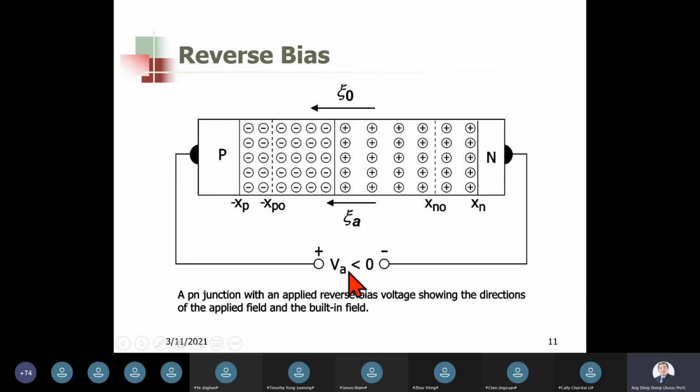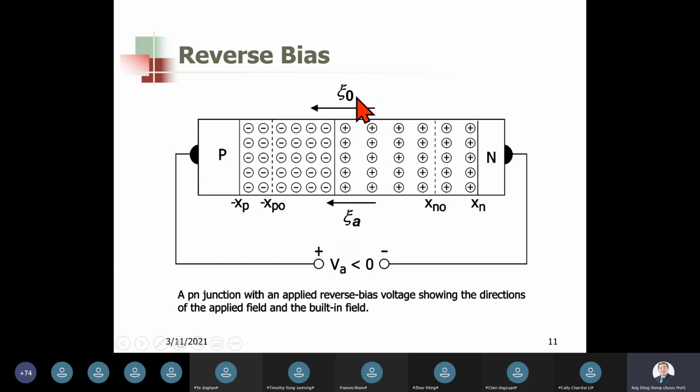All right. Now, due to the applied external voltage, there is an applied electric field. Now, under reverse bias, essentially the N region is made more positive with respect to the P. So the applied electric field points from right to left, which is in the same direction as the built-in electric field. So the two electric fields reinforce to give an even larger electric field at the junction. Now this net electric field at the junction is larger than the built-in electric field, because the two electric fields add up together.